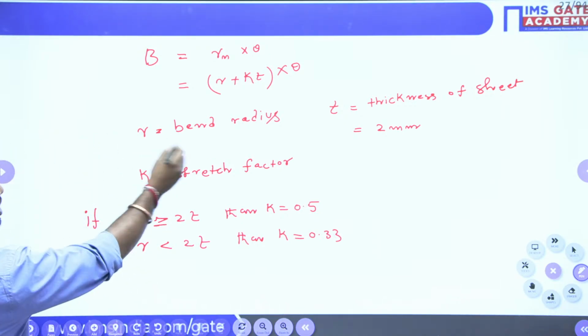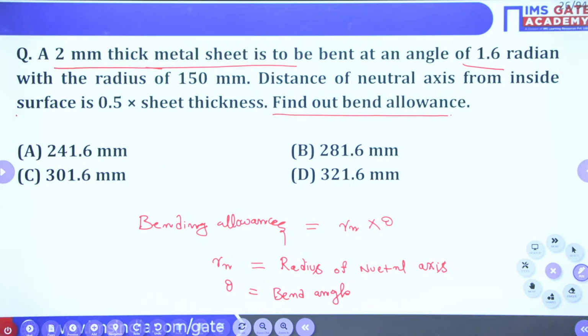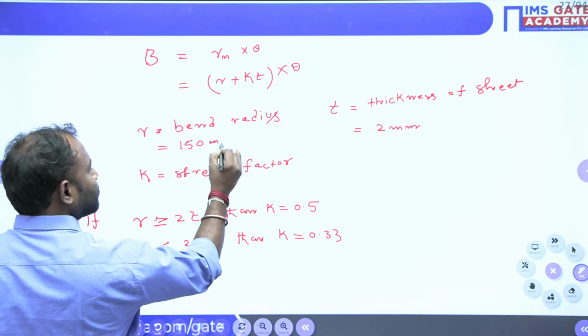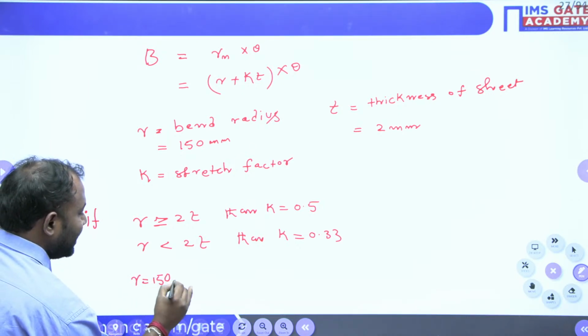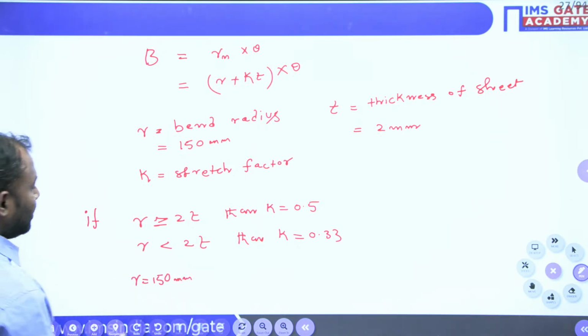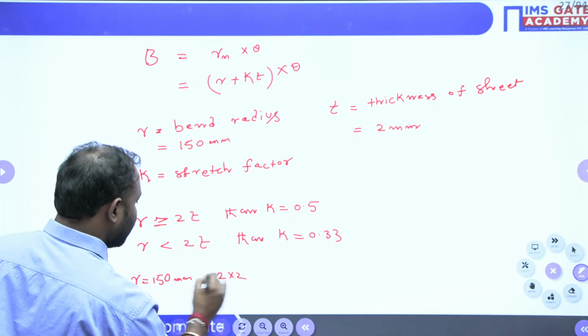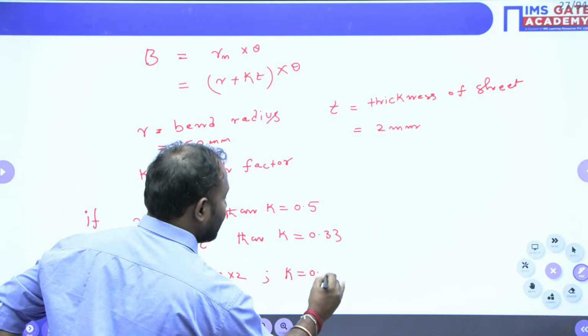So, r is how much? R, the bend radius, is given in the problem now. With a bend radius of 150 mm, r is equal to 150 mm. And 2t is 2 into 2, which is 4. So it is greater than, so your k for this question is 0.5.